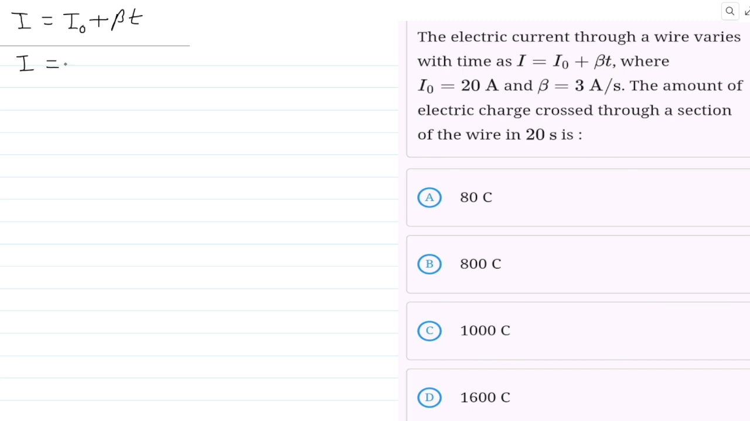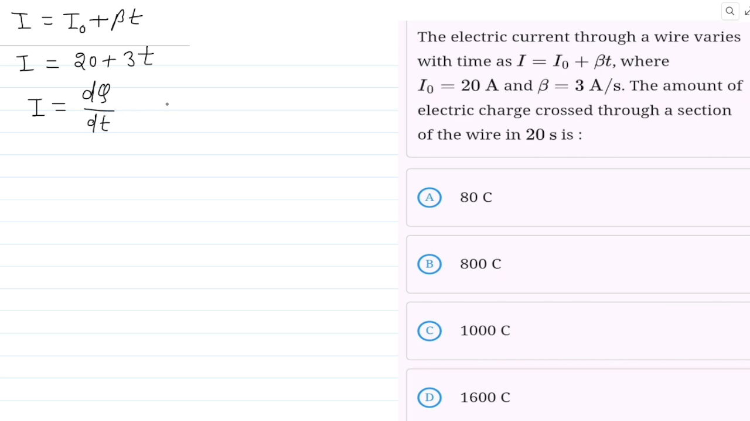So I equal to I naught, which is 20, plus beta, which is 3, so 3t. This will be your equation. The question asks for the amount of electric charge crossed through a section of the wire in 20 seconds. Again the same concept: I is equal to dq by dt.